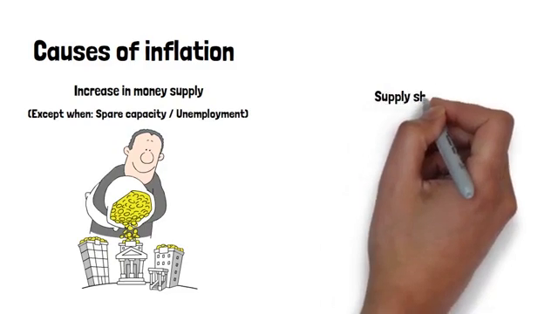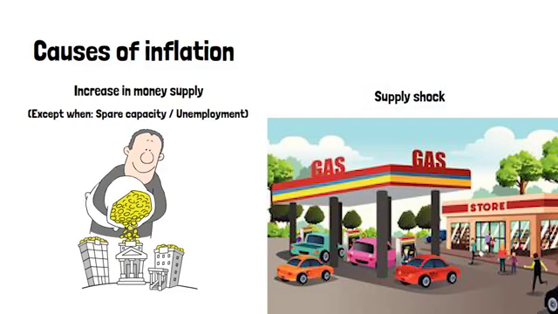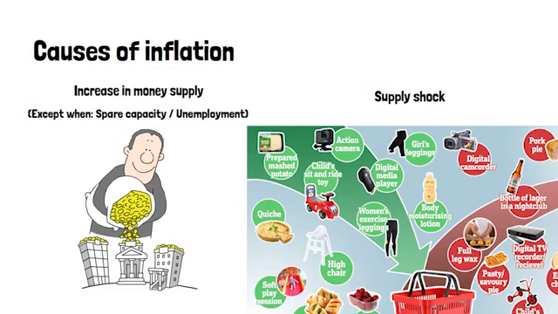Another example is a supply shock. For example, oil prices rising quickly across the globe. Everything becomes expensive, because oil is a factor of production for most goods.